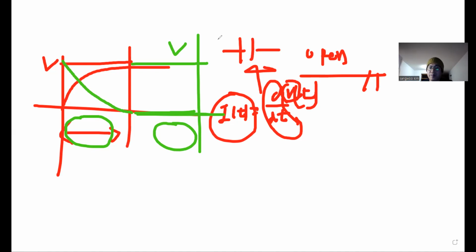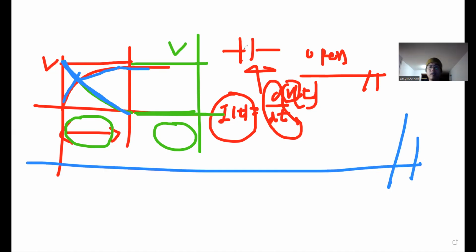And look at that. Depending on the slope, the magnitude of the current is determined by how fast the voltage is changing, or by the magnitude of the voltage change. You know what I mean? So, yeah, that's it for the quick review about the capacitor.